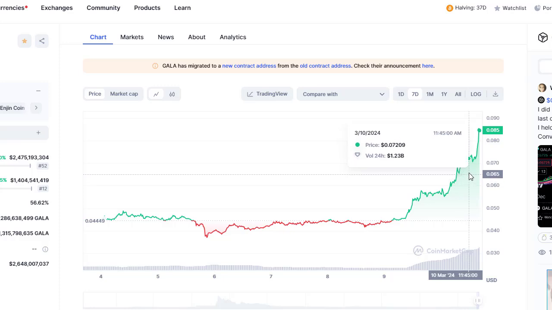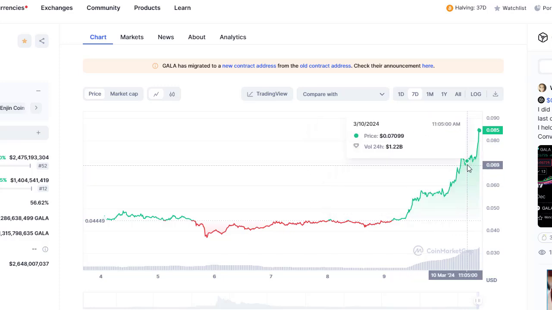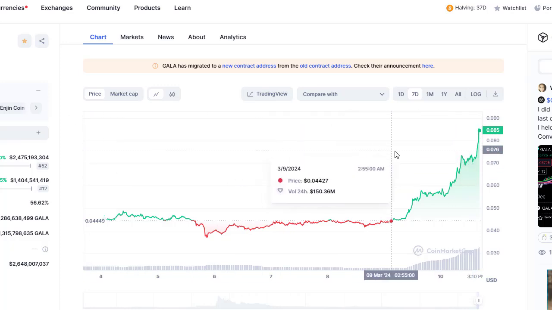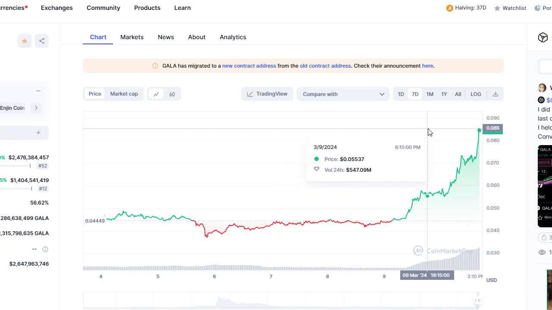And looking at it and looking at the psychology of it, that rising wedge there, and there's just not so many sellers out there at the moment. But in 7 days we're up 89%. The markets have gone absolutely crazy.